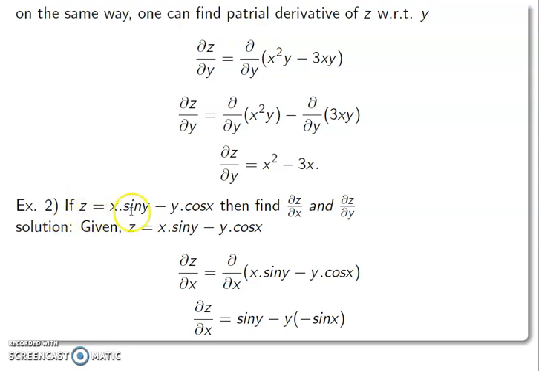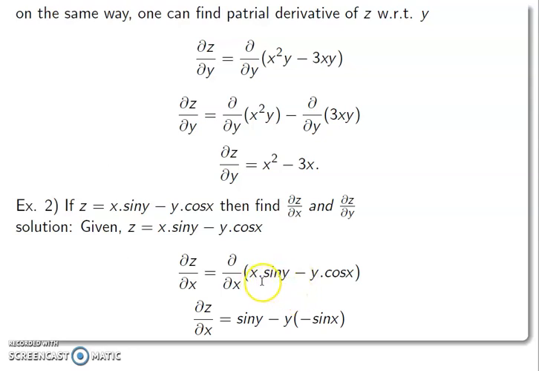Second problem: if z equals x sin y minus y cos x. Again we have to find these two values, dou z by dou x and dou z by dou y. So dou z by dou x is nothing but the partial derivative of z with respect to x, keeping terms of y constant. What is dou z by dou x? I just substitute the value of z. This is x sin y minus y cos x.